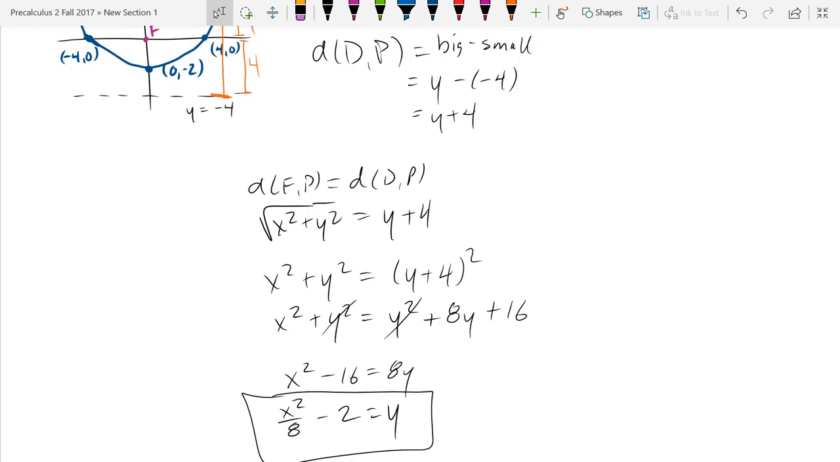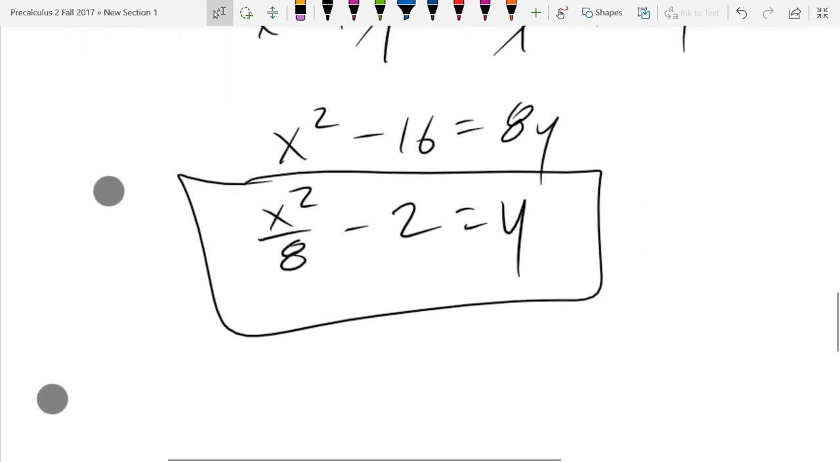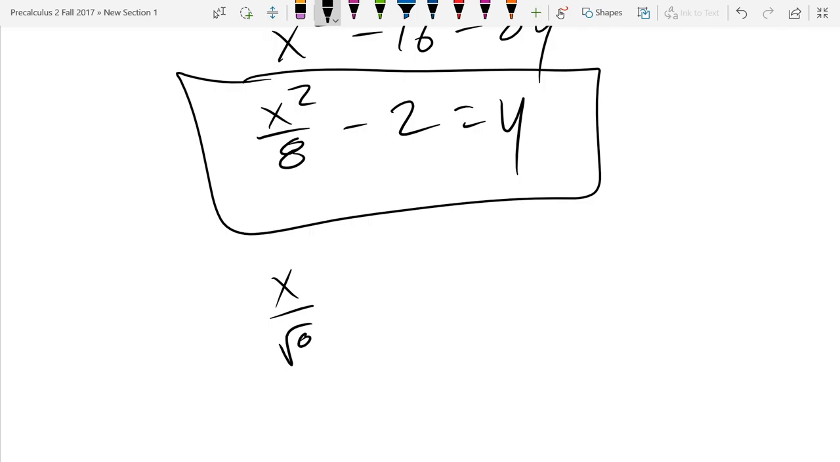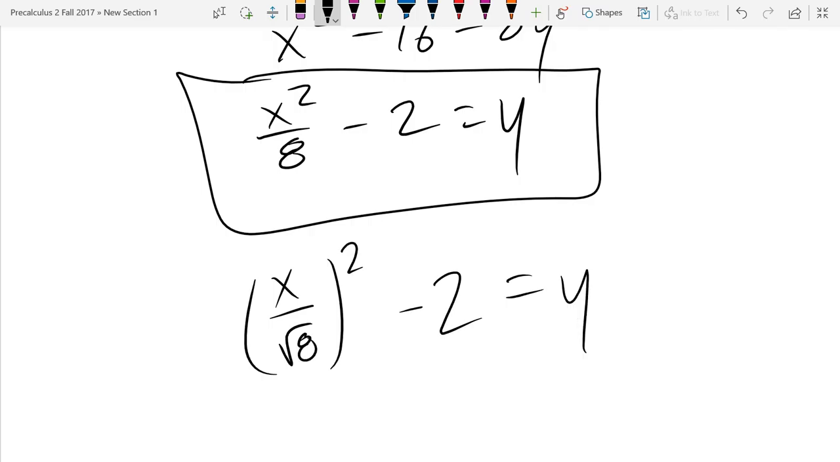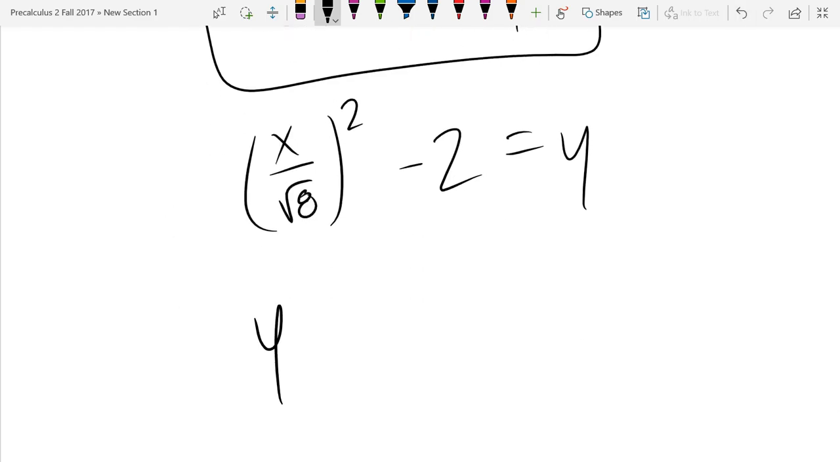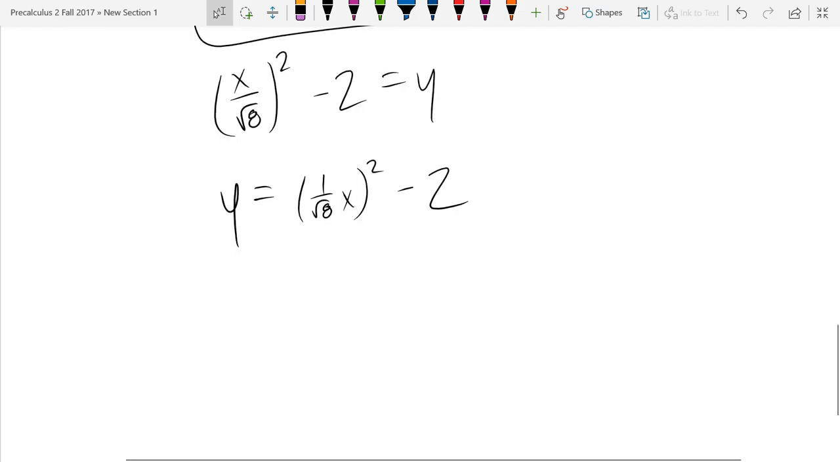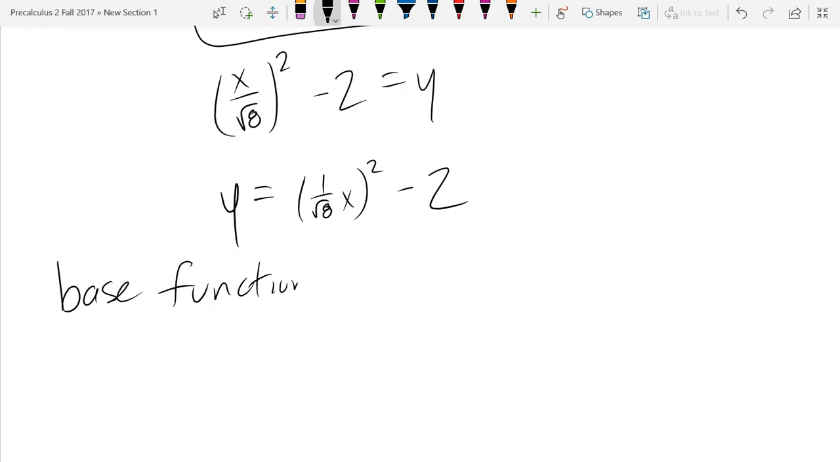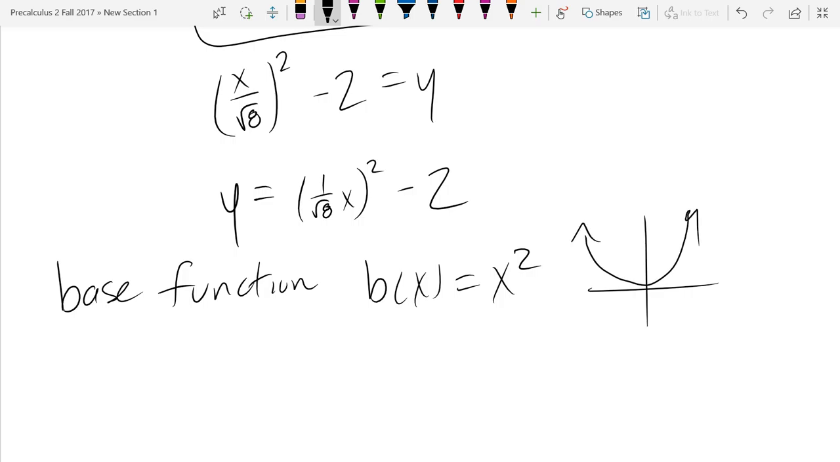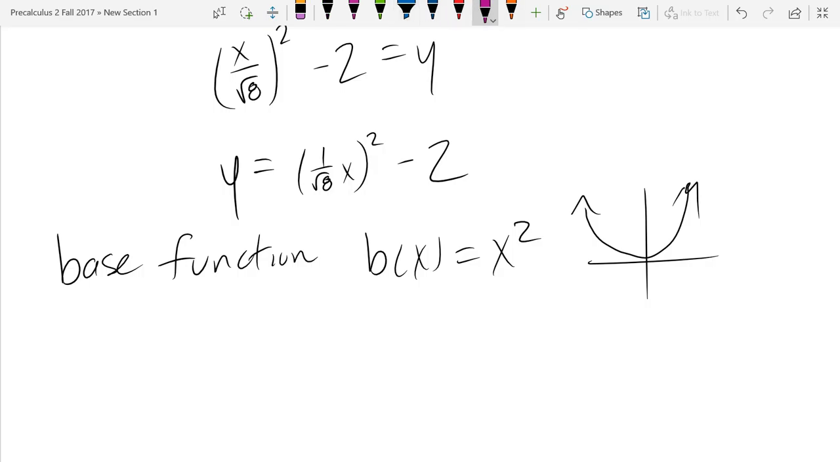All right, let's think about that with the transformations that we didn't learn in Precalculus 1 either. So if I rewrite this a little bit, (x over square root of 8) squared minus 2 equals y. We're used to having y on the left, so I'll rewrite it with a y on the left. There are two transformations here. So our base function b of x equals x squared, and we know that's a regular happy parabola. What transformations are happening? What is the minus 2 outside? What transformation is that? So it's a vertical shift 2 down. So it's a y shift down 2. All right, what about the multiplication happening on the x-coordinate?